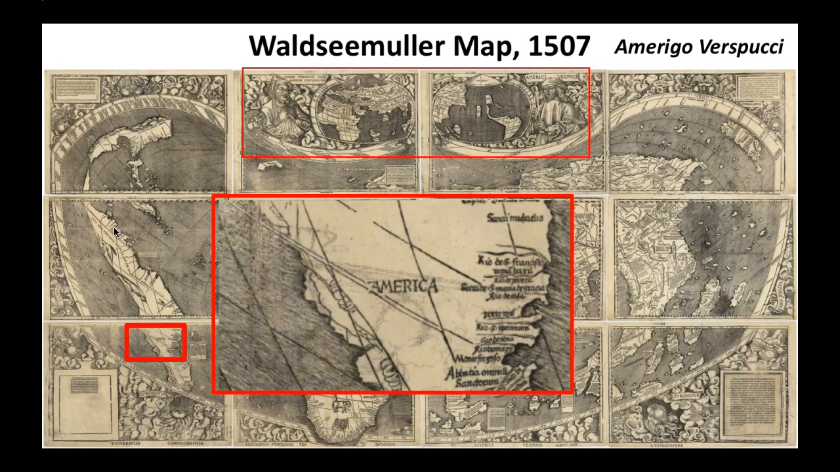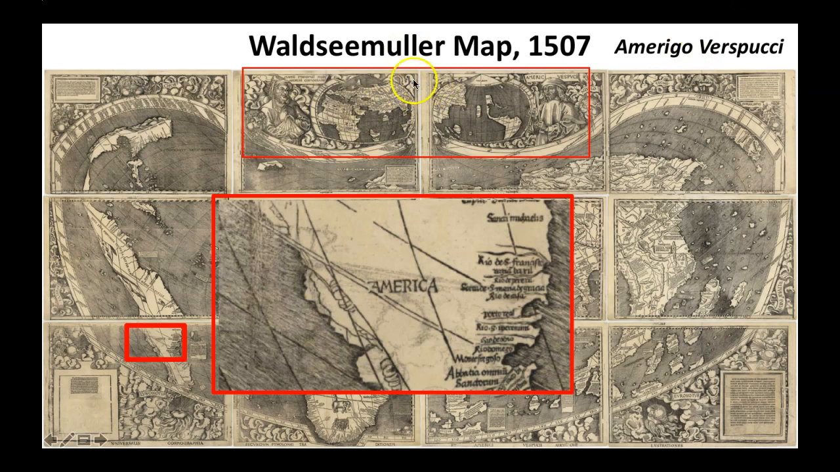And the map by Martin Waldseemuller, the 1507 map, is the first one to depict the Americas as a new continent. And Martin Waldseemuller also names this continent as America, following the tradition of naming continents in the feminine, like Europa, Africa, and Asia. So we continue with America for the new continent, now being depicted in these world maps.